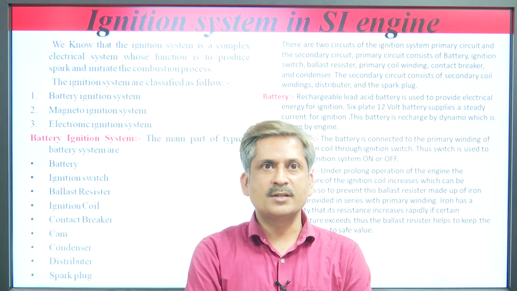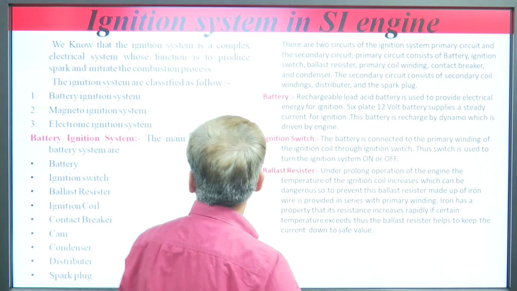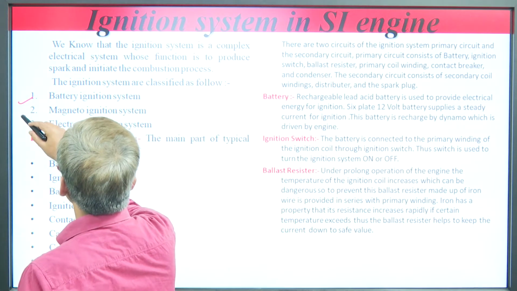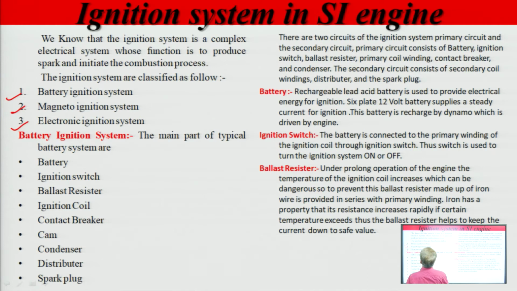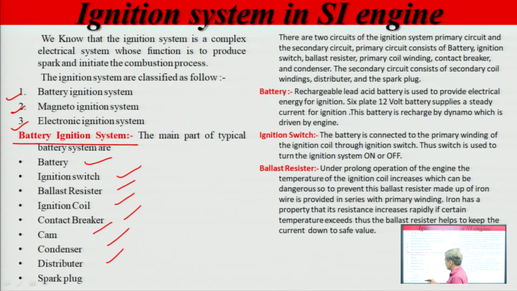Now, the ignition systems in SI engines: these are the types of ignition system: battery ignition system, magneto ignition system and electronic ignition system. So, first we will take the battery ignition system. These are the main parts of the battery ignition system. As the name suggests, a battery is compulsory for it. Then ignition switch, ballast resistor, ignition coil, contact breaker, cam, condenser, distributor, spark plug. These are the main components of the battery ignition system.